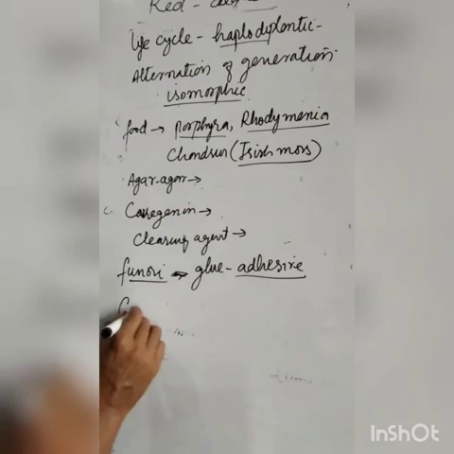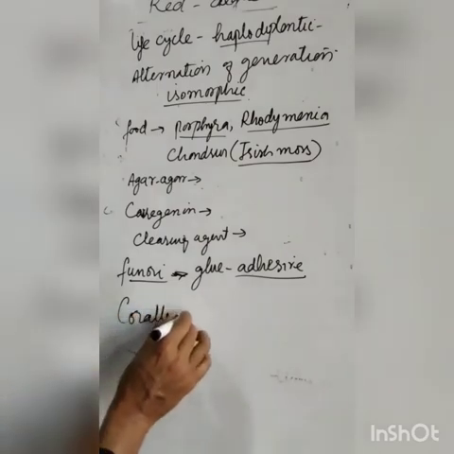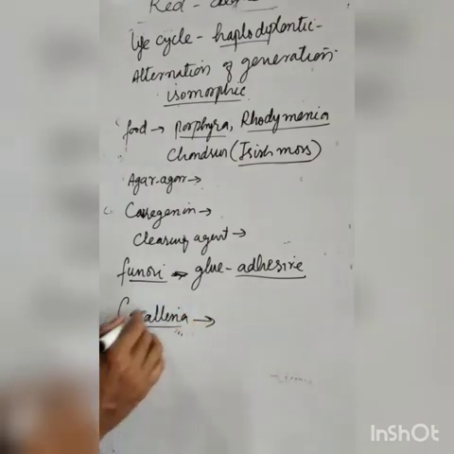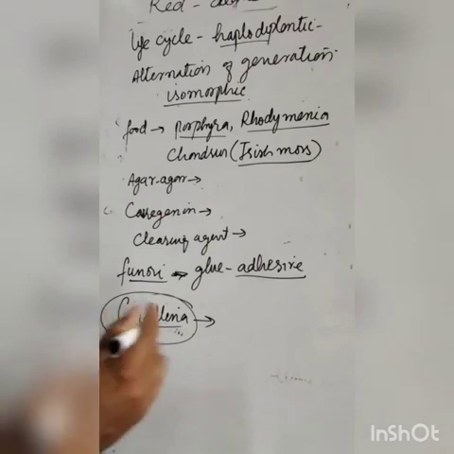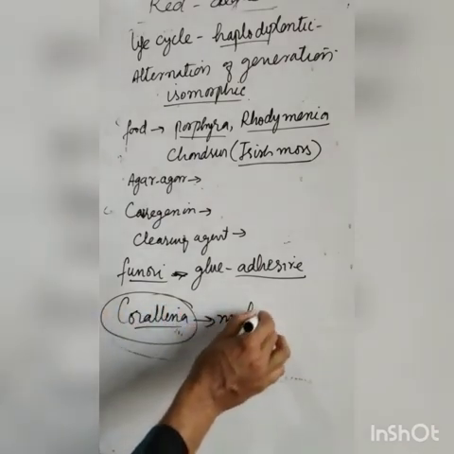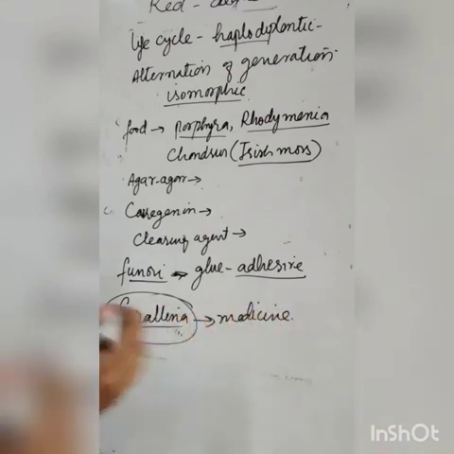कोरेलिना जो है, कोरेलिना एक red algae है. It is used for curing worm infections. That means it is used as medicine.